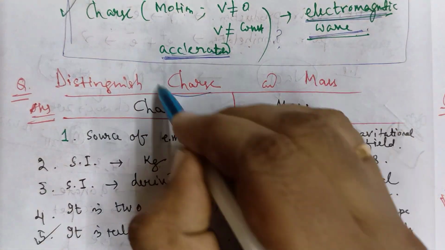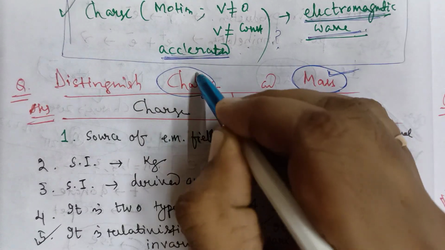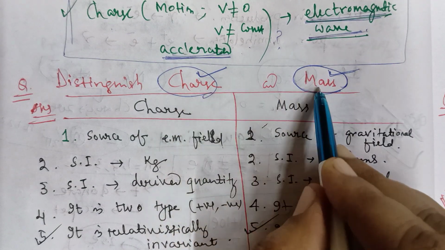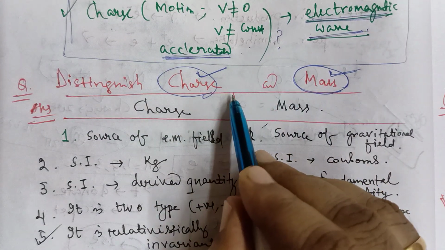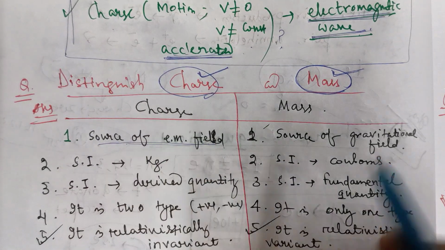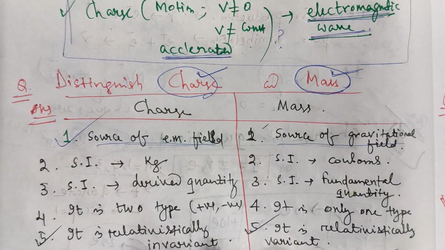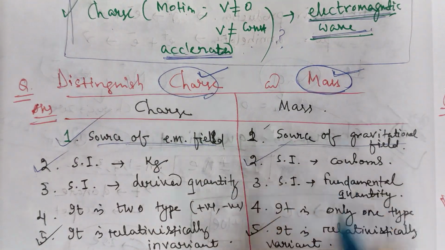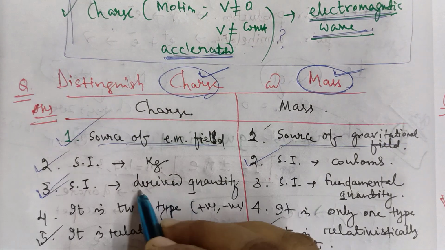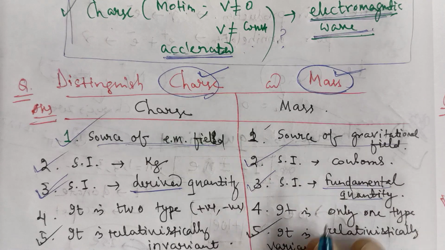First thing, charge and mass. In 11th class, you studied about mass. Now this new quantity is charge. Both are inherent properties of matter. In simple language, charge is the source of the electromagnetic field and mass is the source of the gravitational field. The SI unit of mass is kilogram and the SI unit of charge is coulomb. In the SI system, charge is taken as a derived quantity, but mass is taken as a fundamental quantity.